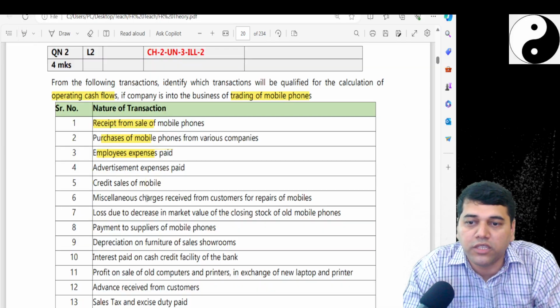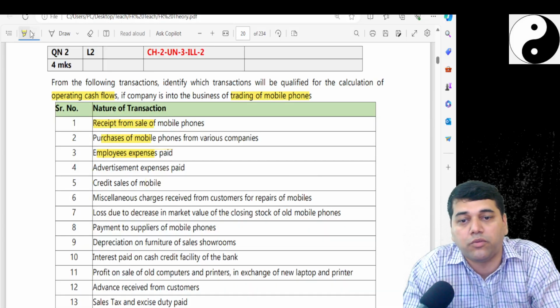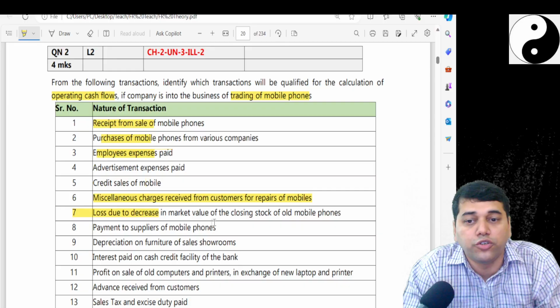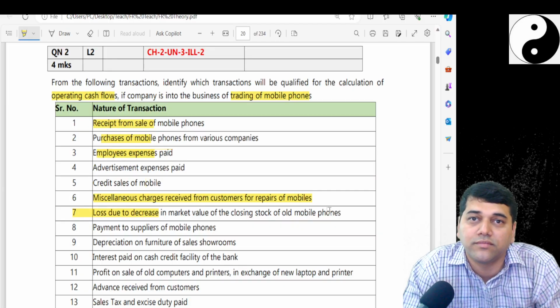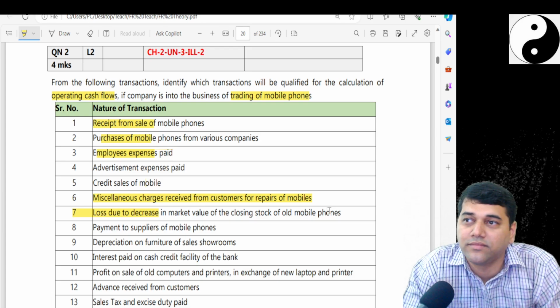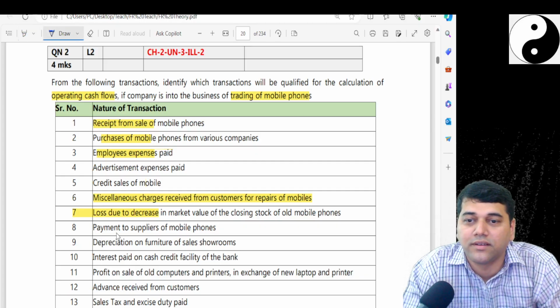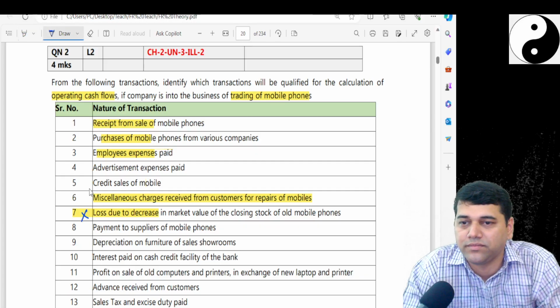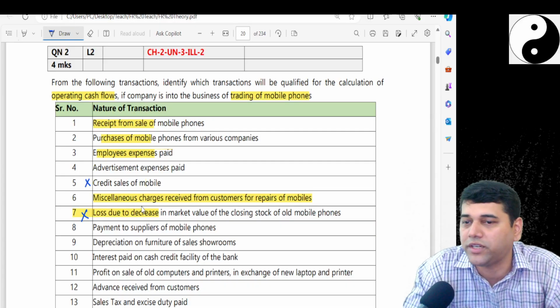Yes, now you have got the miscellaneous charges received from the customer for repair services of mobile. Loss due to decrease in the market value of the closing stock of the old mobile phone. What is it then? It's non-cash. Followed, no? No cash was involved here.